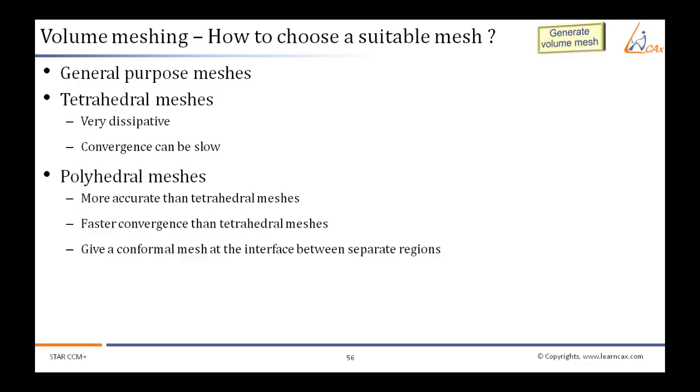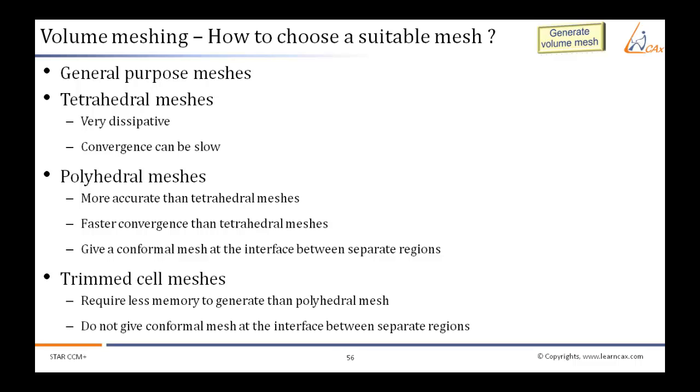Then comes the trimmed cell meshes. These require less memory to generate than polyhedral mesh, but they do not give conformal mesh at the interface between separate regions.